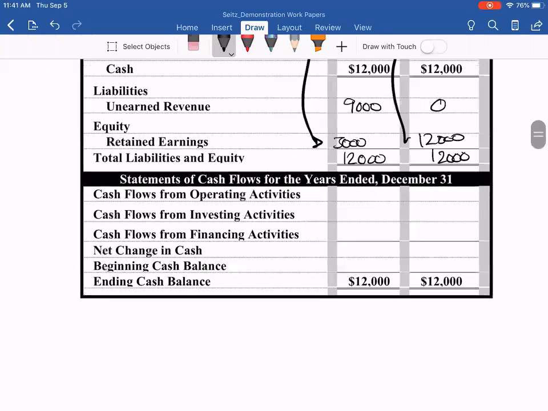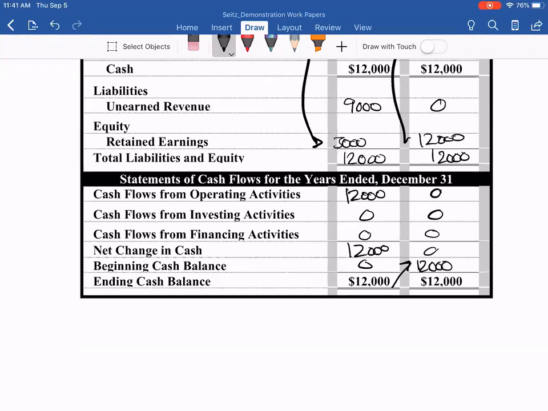Okay, cash flow from operating activities, we received all of it in year 1. So there wouldn't be any investing or financing. So net change in cash would be 12,000. There was no beginning cash balance, and our ending cash balance is 12,000. Our ending cash balance becomes next year's beginning cash balance, which is 12,000. And assuming this is the only transaction, there were no cash transactions during the second year because all we did is recognize the revenue as it was earned, not when the cash was actually received.